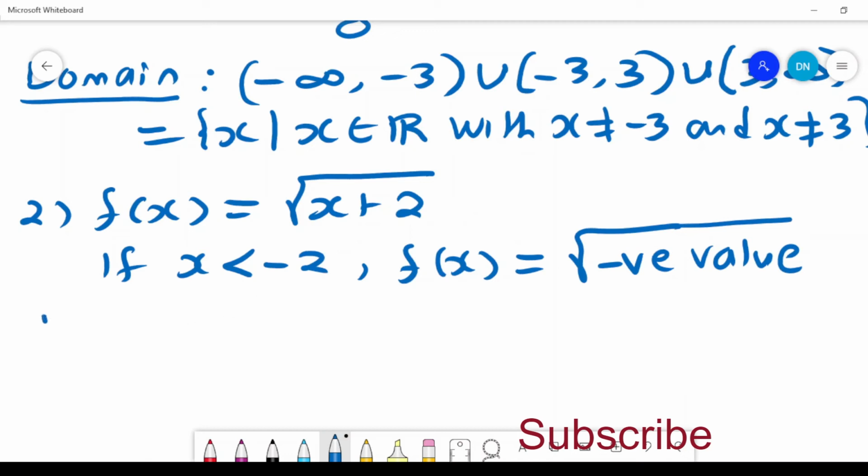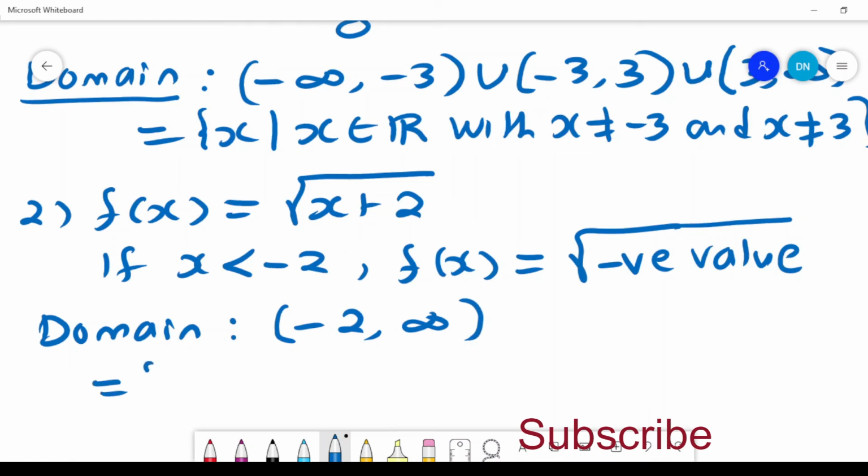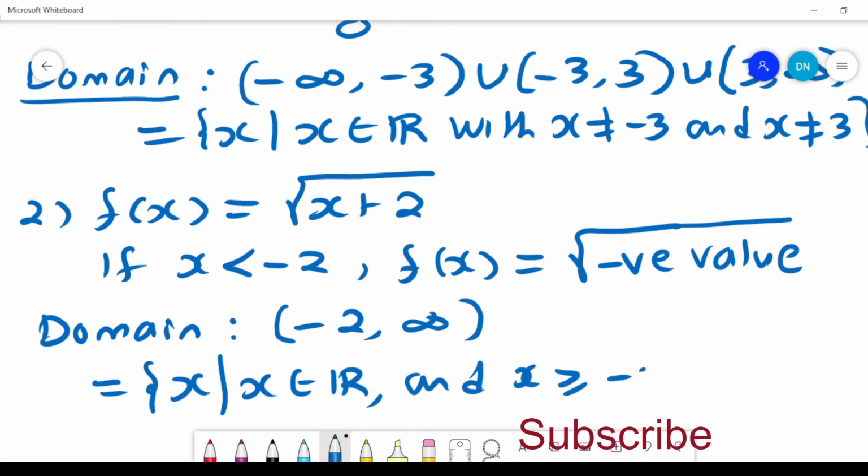That basically tells us that our domain will start from negative 2 all the way to infinity. If you want to write it in a different way, you can say it is x such that x is an element of R and x is greater than or equal to negative 2. So actually that tells us that negative 2 is inclusive in this solution, because negative 2 will give us 0. So negative 2 is acceptable.